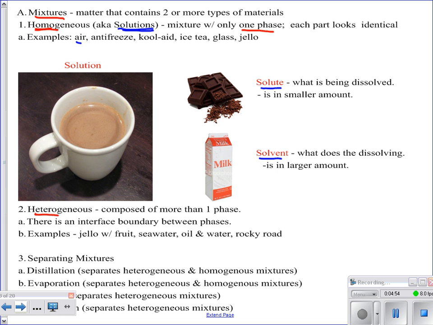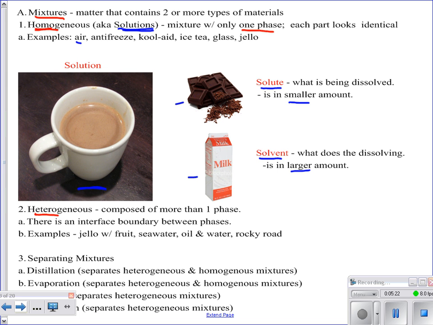Solvent. It's always going to be in larger amounts, and it does the dissolving, whereas solutes are going to be in smaller amounts, and they're what's being dissolved. So in this example that we have here, this is making the good stuff, the good hot chocolate, where you've got the real chocolate right here, which is your solute, and milk, which is your solvent, and together it creates this solution of your chocolate milk.